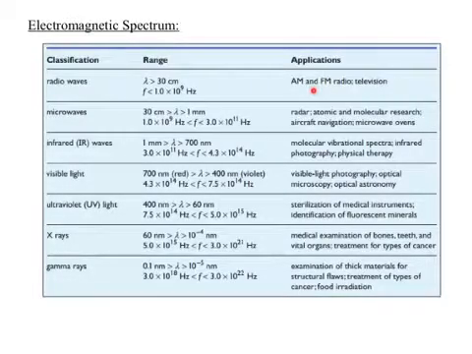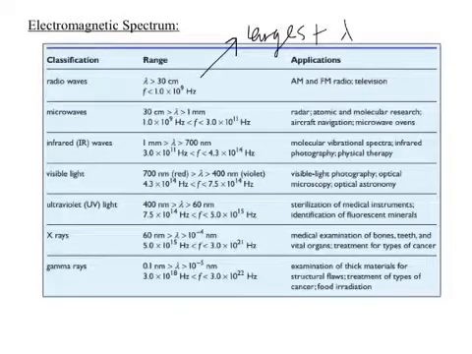And notice that these, although they have the largest wavelength, they have the smallest frequency out of all the possible EM waves. We'll see that the gamma rays have the highest frequency here.